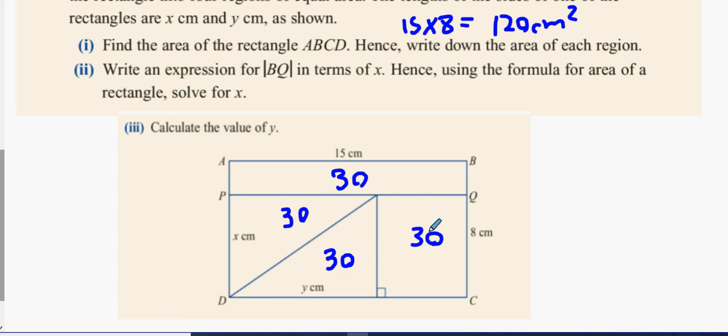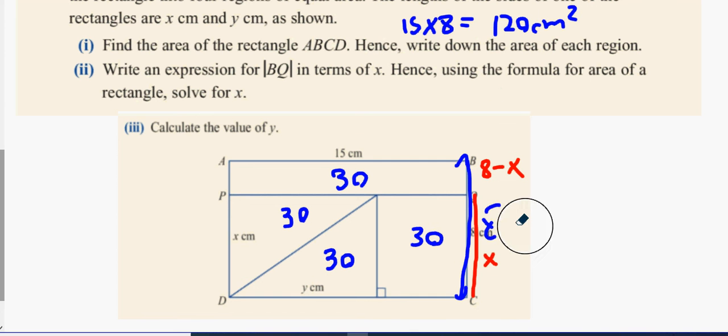Now, put an expression for BQ in terms of x. No worries. Now, if the full thing is 8, but from here to here is x, what can I say about this part here? 8 minus x. Why? Because when you add 8 minus x to x, it turns into 8. Should we be able to use the same thing here then? That's y and this one can be 15 minus y. Alright?